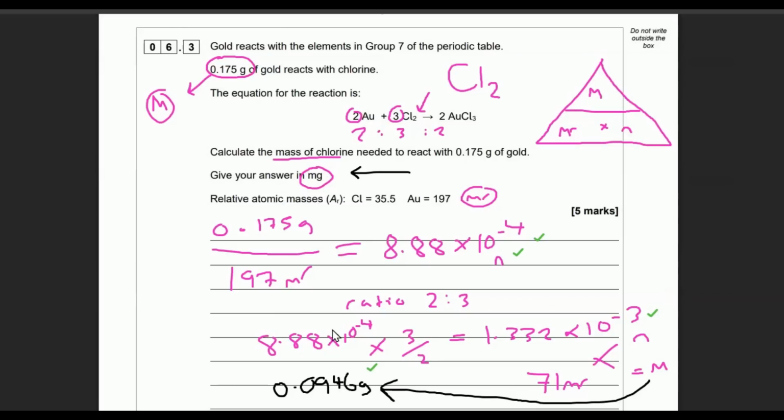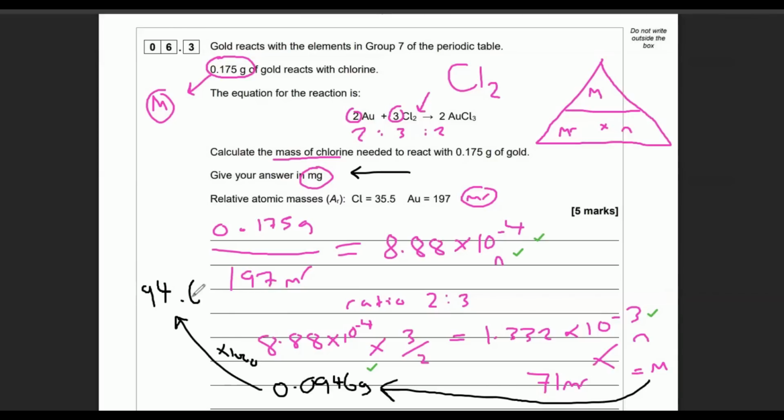Now that's a smaller unit, and when we go down, you do the opposite of what you think. When you go down, you multiply. So I'm going to times that by 1,000. And if I times by 1,000, you get 94.6. So to convert grams to milligrams, times by 1,000, and you're going to get 94.6.